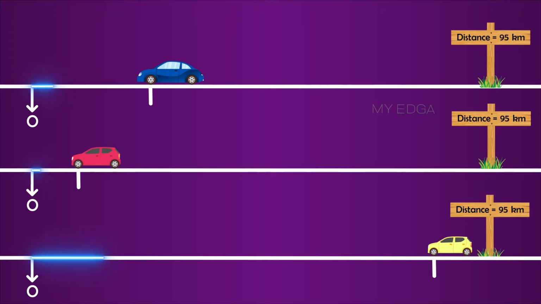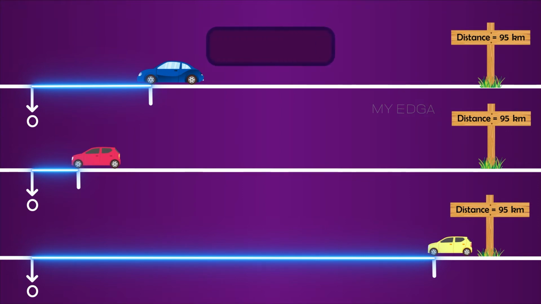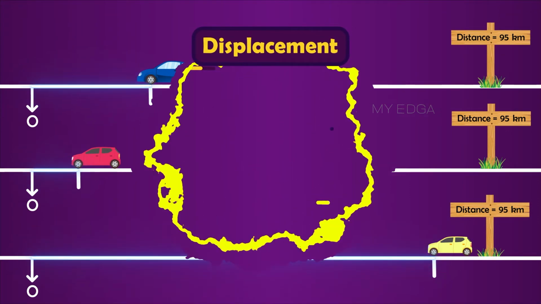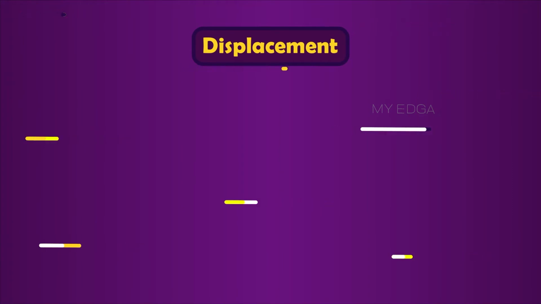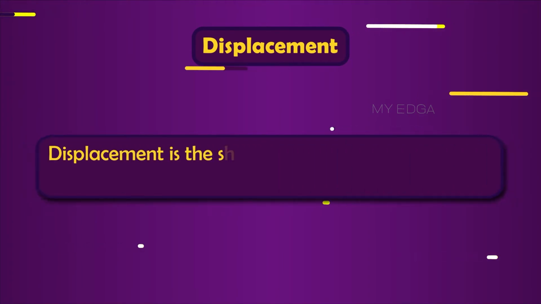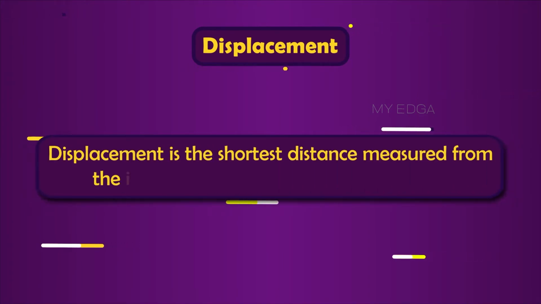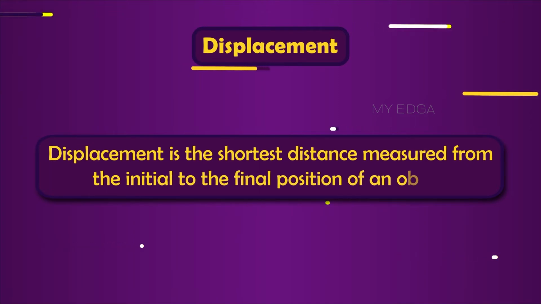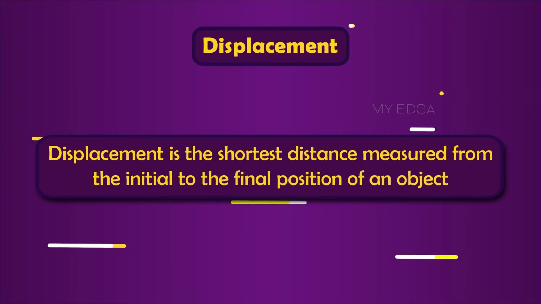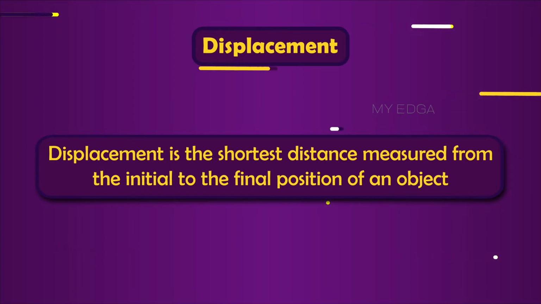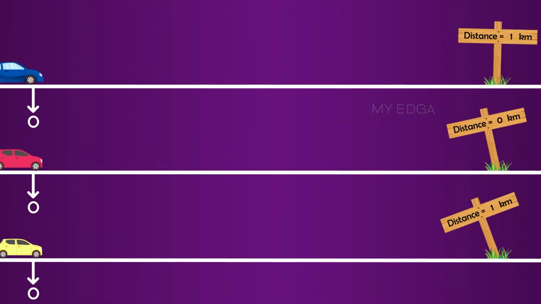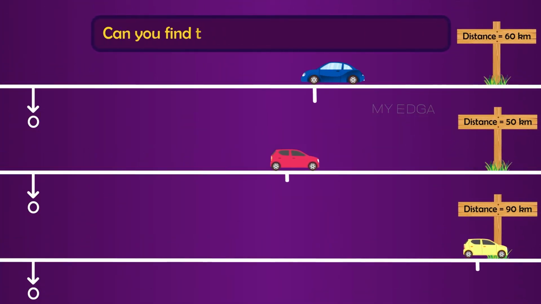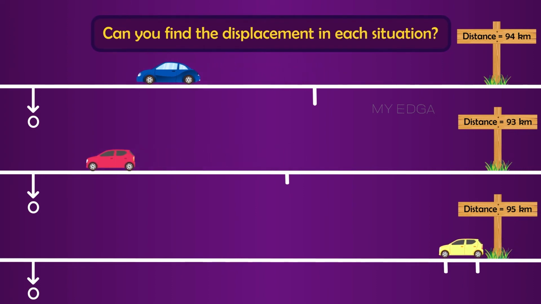To specify the change in position of an object from the origin, we use a new physical quantity known as displacement. Thus, displacement can be defined as the shortest distance measured from the initial to the final position of an object. Now, can you find the displacement in each situation?